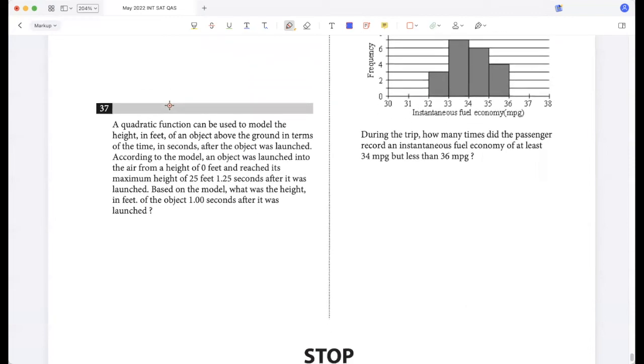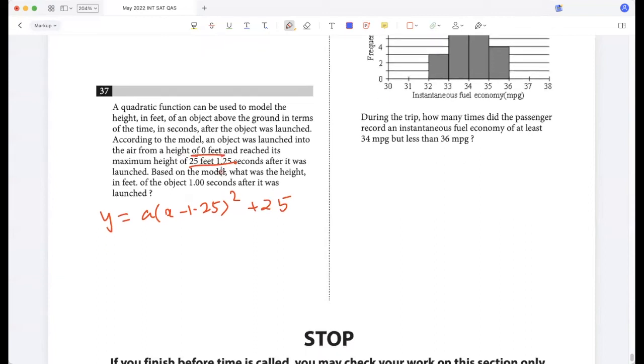The quadratic function can be used to model the height of an object above the ground in terms of the time after the object was launched. According to the model, an object was launched into the air from a height of 0 feet and reached its maximum height of 25 feet 1.25 seconds after it was launched. Based on the model, what was the height of the object 1 second after it was launched? Okay, so the maximum height was 25 feet. So I can say y is a(x minus 1.25) whole squared plus 25, the vertex form, right? And to find a, we can use the fact that this parabola passes through the origin because it was launched from a height of 0 feet.